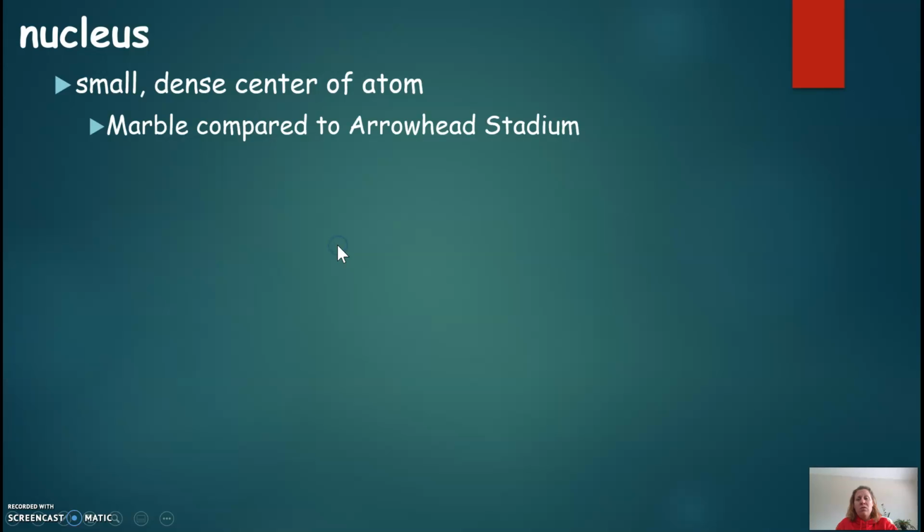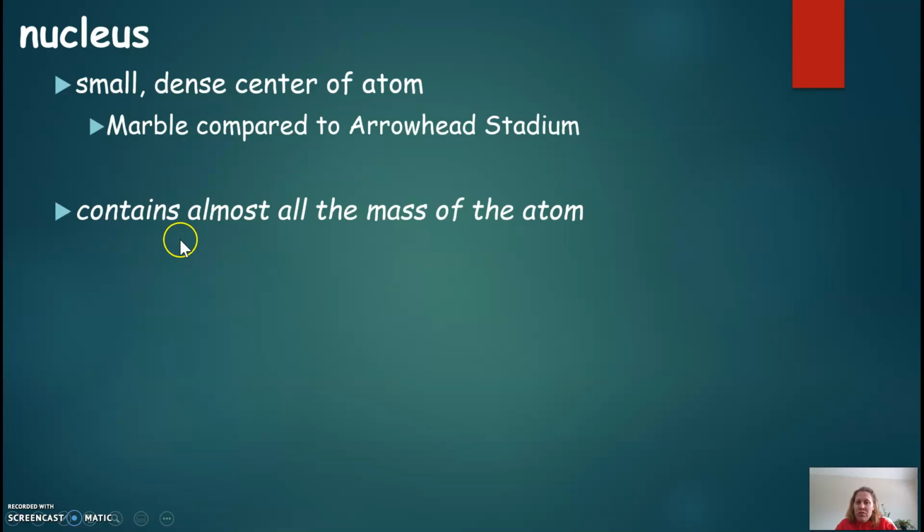What is the mass? This is more about the nucleus. So the nucleus is the small, dense center of the atom. How small is it? Like if you went to Arrowhead Stadium and took a teeny tiny itty bitty marble and set it on the 50-yard line, that would be the nucleus, and the rest of the stadium would be the electron shells, or sometimes called clouds. It contains almost all of the mass of an atom. So that teeny tiny marble in the middle of a stadium is all of the mass of an atom.